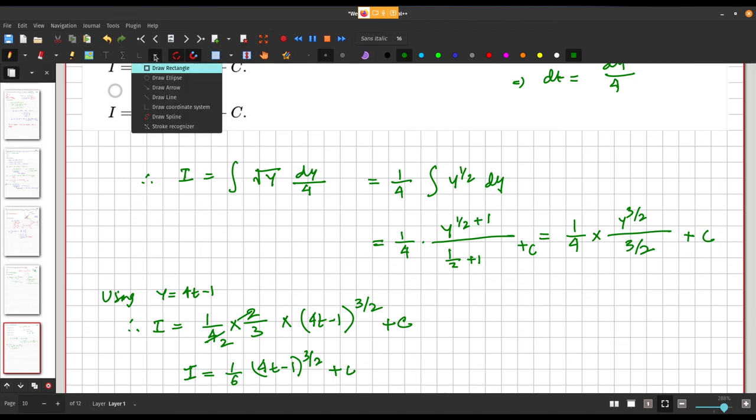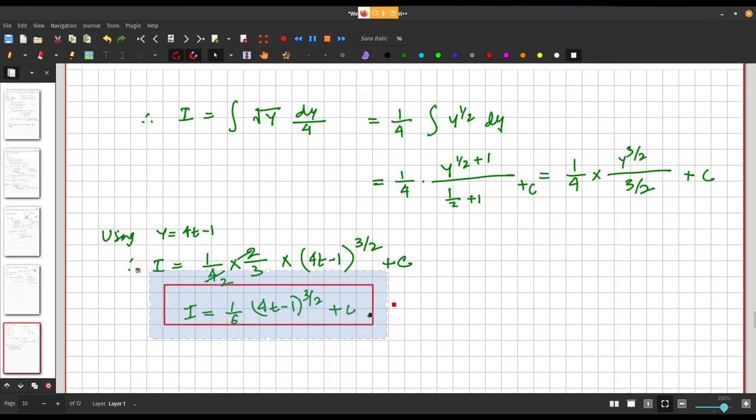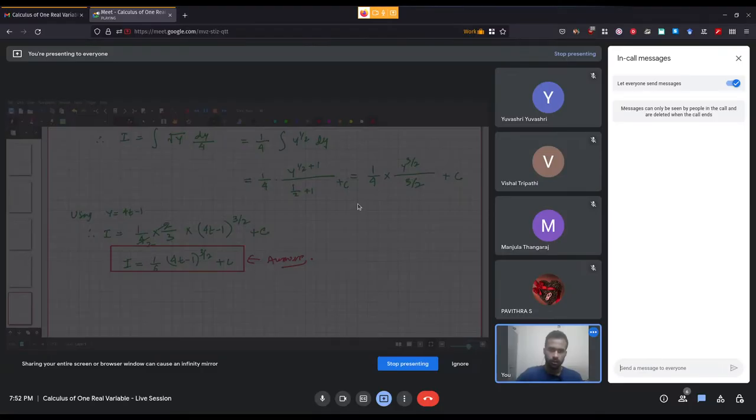Okay. So this is the answer. So let us check. Now let us check the options that are given. And if we see here, we see that the first option is the correct option. So if you guys have any doubt here, you can simply ask. Then I will move to the problem number 9.